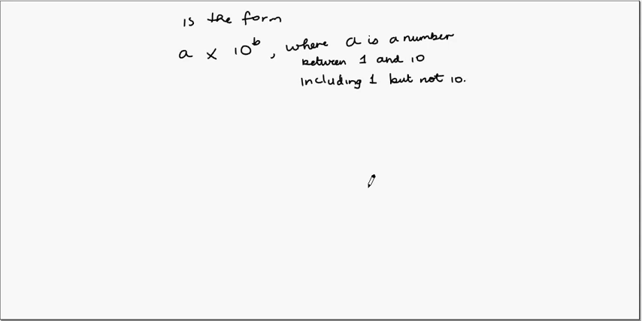Okay? And B is an integer. What is an integer? An integer is a number that is 0, 1, 2, 3, etc. Or it could even be negative, like -1, -2, and so on, going in the opposite direction. Okay? So B is an integer.